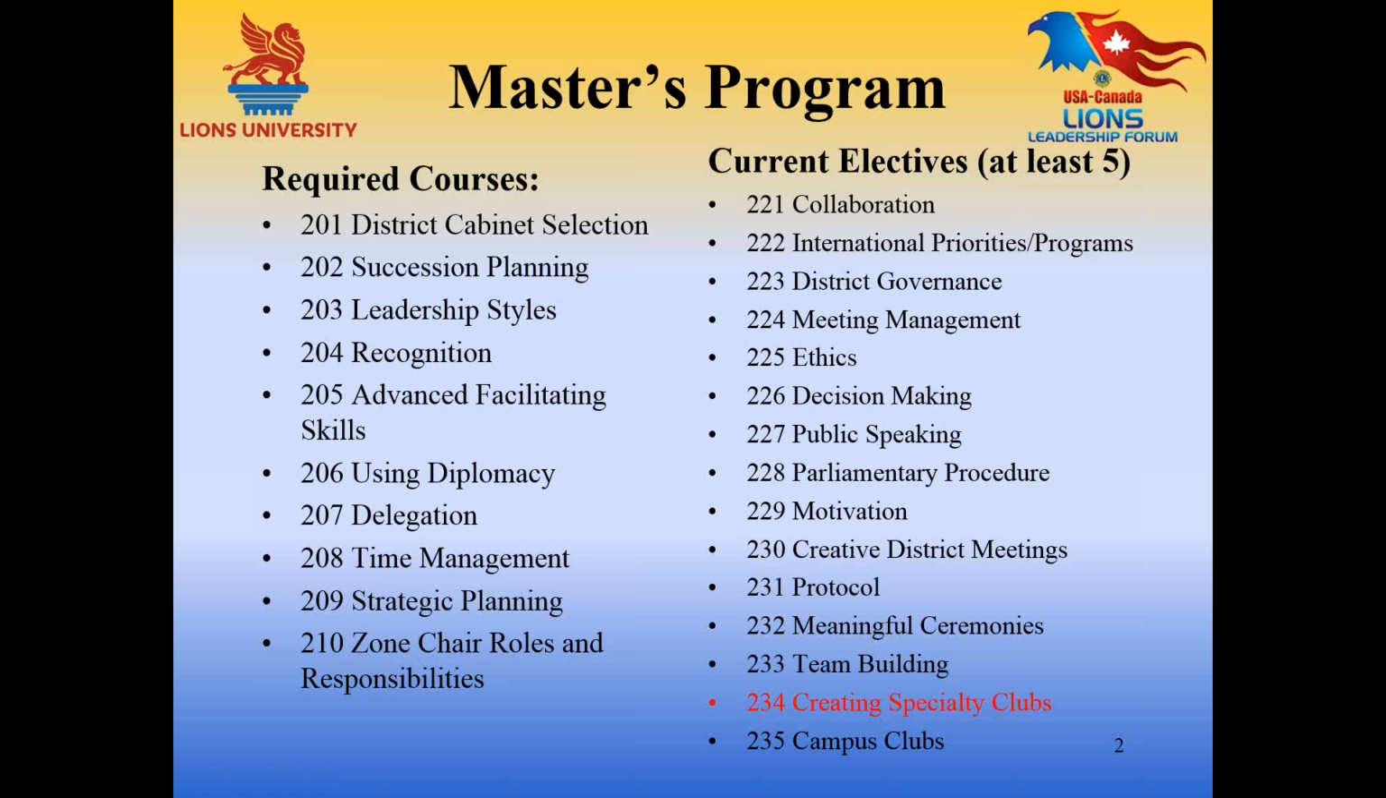Creating Specialty Clubs is course 234, an elective course for the Lions University Master's Program that's designed to help Lions lead at the district level. The Master's Program involves the completion of the 10 required courses that you see on the left-hand side of your screen, and at least 5 of the elective courses that you see on the right side. So you can see we have quite a few, 15 elective courses, of which you only have to complete 5 in order to complete the master's program.